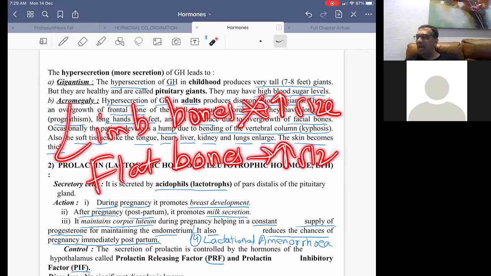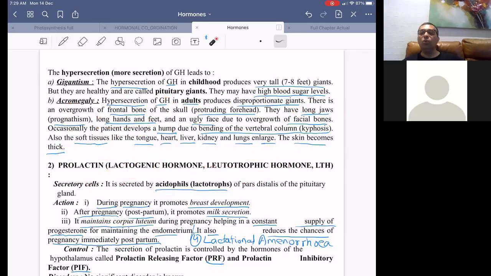Flat bones will start increasing in size. And which flat bones? Sir, मेरे jaws लंबे लंबे हो जाएंगे, मेरा frontal bone protrude होगा. Growth hormone acts on my frontal bone, it starts protruding. Frontal bone आगे आएगा, मेरे jaws will grow, which is called prognathism. And I have long hands and feet.